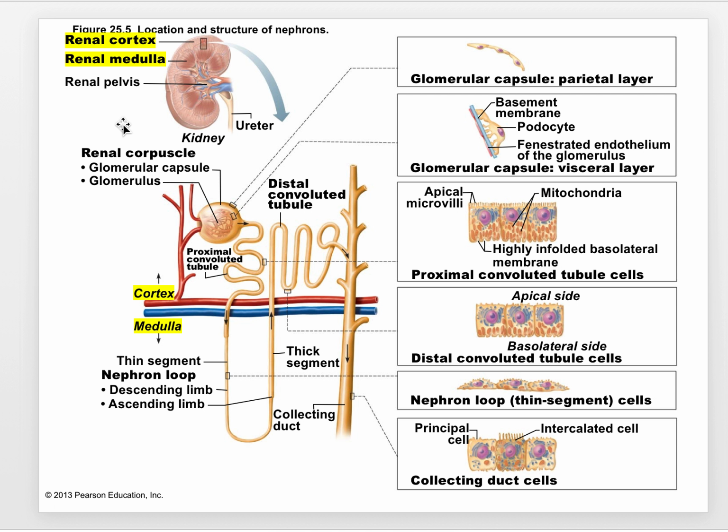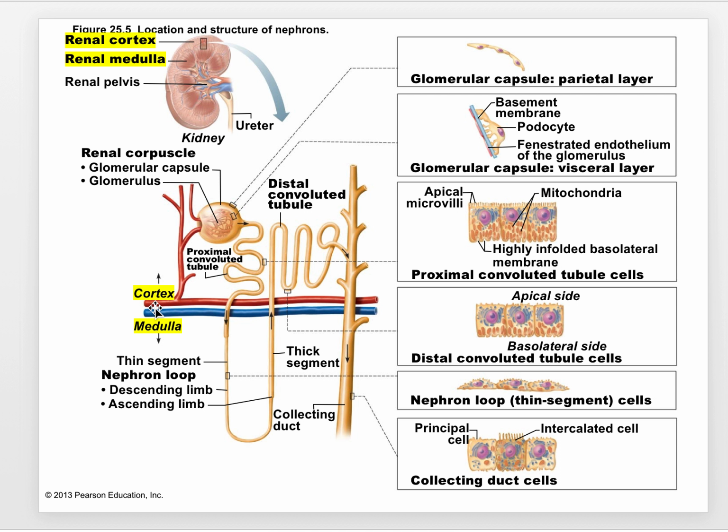If you look at the kidney, there's two sections of the kidney. There's the cortex and the medulla. The medulla is the inner part. Basically, these pyramids make up the medulla. The cortex is the rim, and both the cortex and the medulla are full of nephrons.